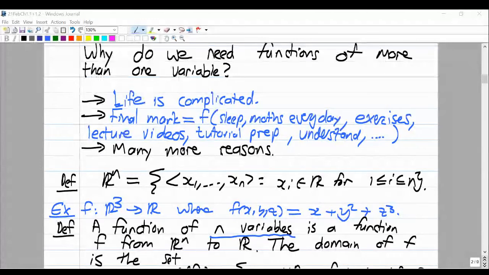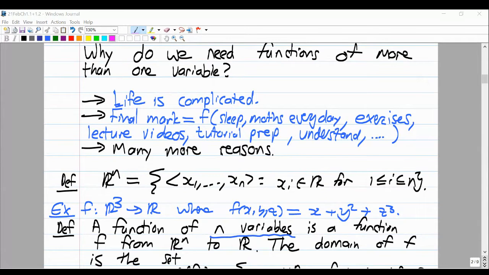So we're going to need R^n. An n-dimensional vector is a vector with n components. So a function of n variables is defined as a function from R^n, or a subset of that, to R.